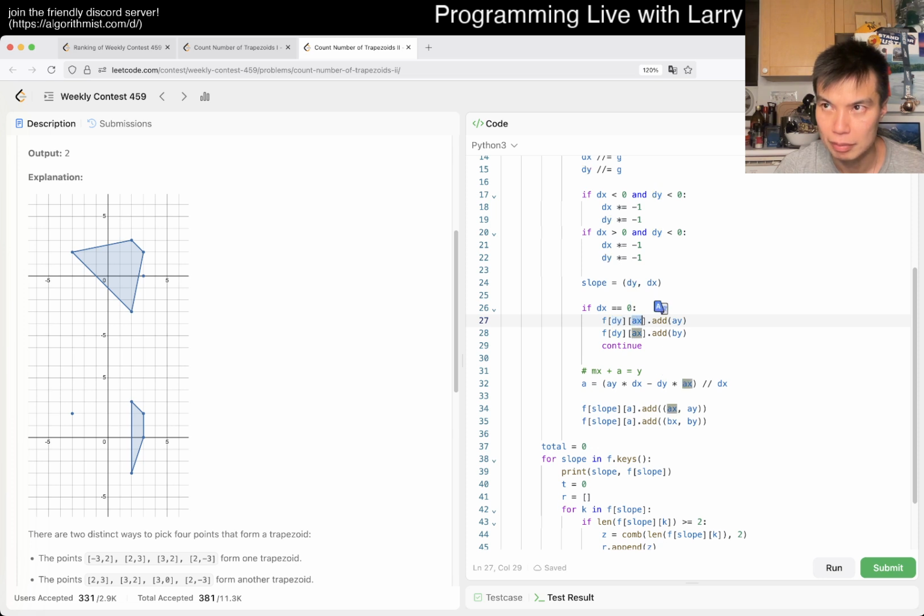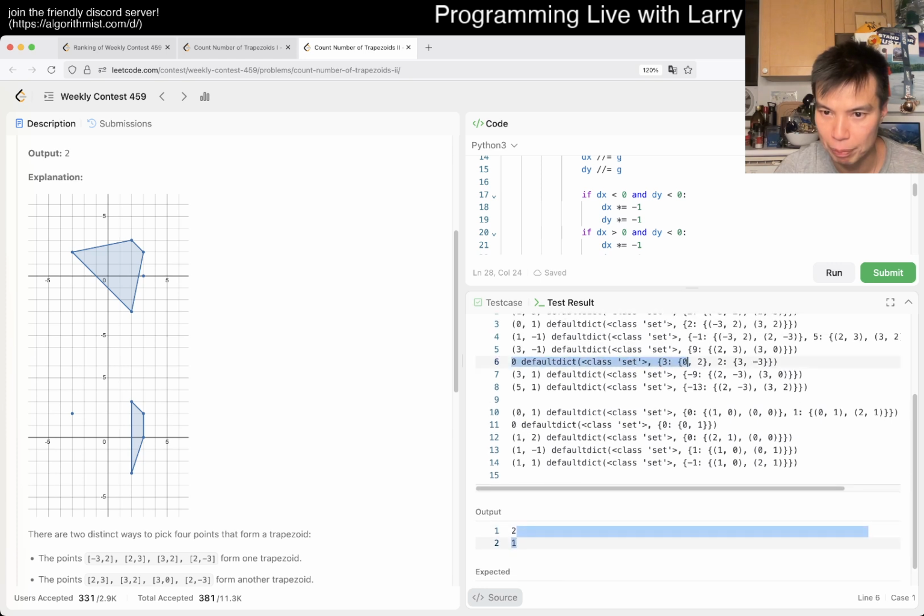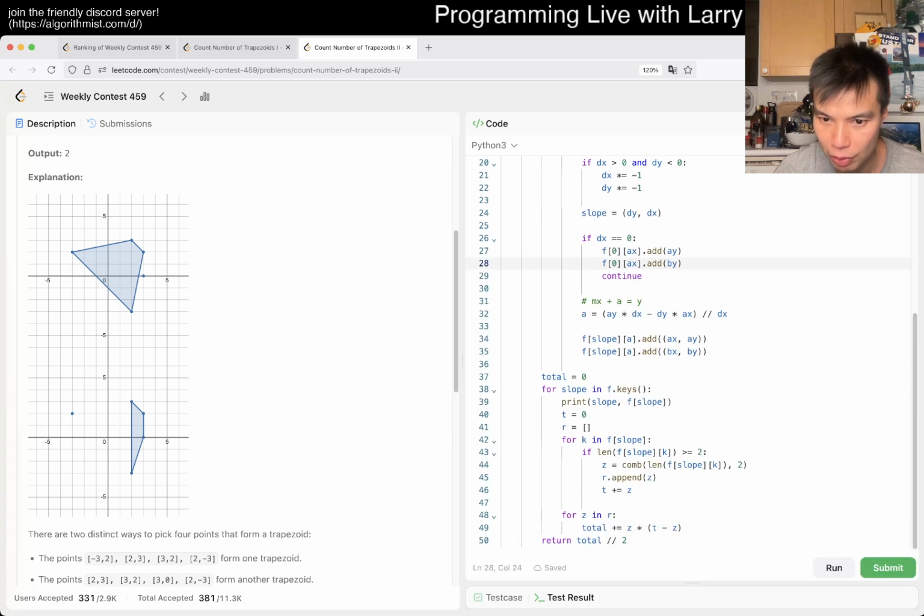Ax, because dx is 0. Yeah, ax makes sense, but dy doesn't make sense. It should be just 0, say. Okay. We just don't handle the vertical lines correctly. Okay, yeah, now we do, because they merge correctly for all vertical lines.